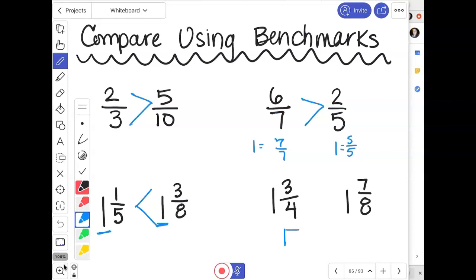So if I think about it in terms of fraction bars, if I broke something into fourths and shaded it, 1, 2, 3, but then also broke it into eighths, 3/4 is 6/8, right? Because it broke in half, so it kind of doubled the number of pieces. 7/8 would require one more piece, so that one would be greater.